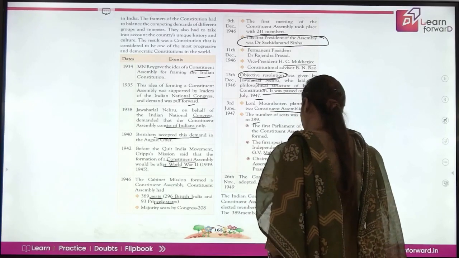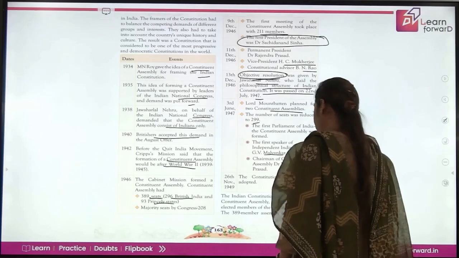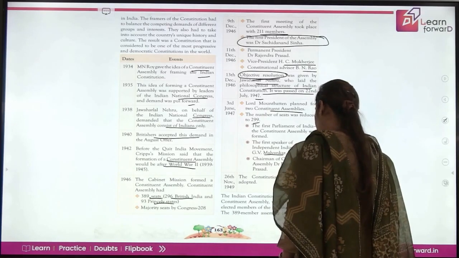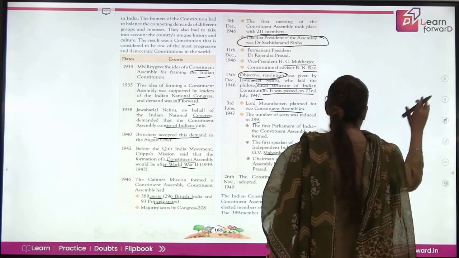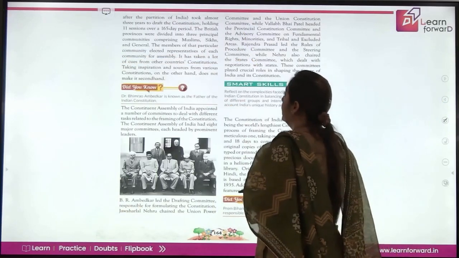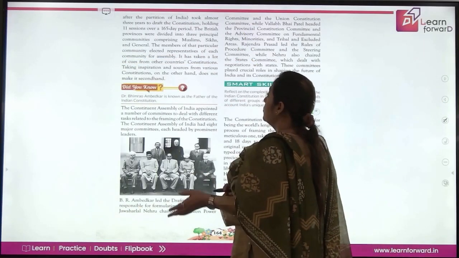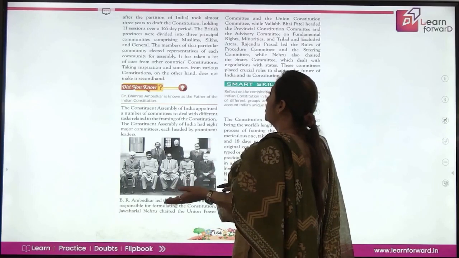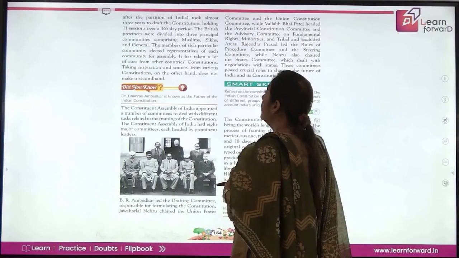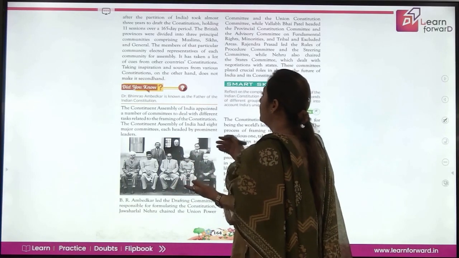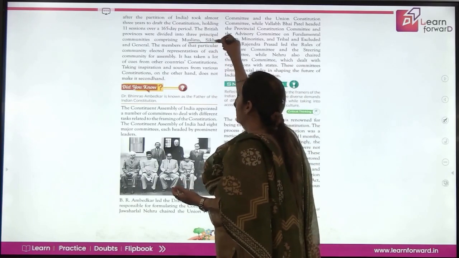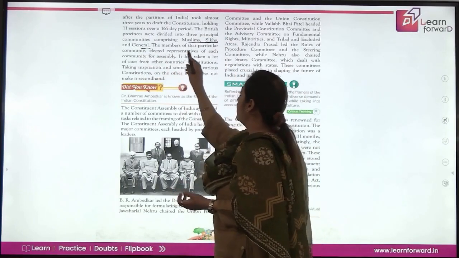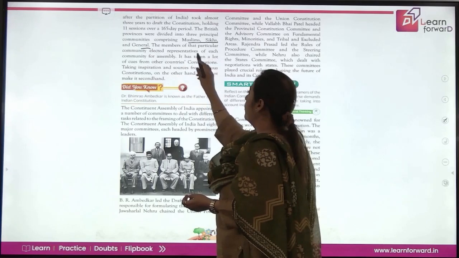The Indian Constitution was drafted by the Constituent Assembly, which was elected by the members of the Provincial Assemblies. The 389-member Assembly was reduced to 299 after the partition of India. It took almost 11 years to draft this constitution, holding 11 sessions over a 165-day period. British provinces were divided into 3 principal communities, Muslims, Sikhs and General, with elected representatives for each community for the assembly.